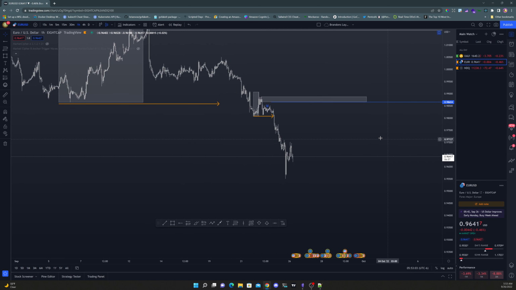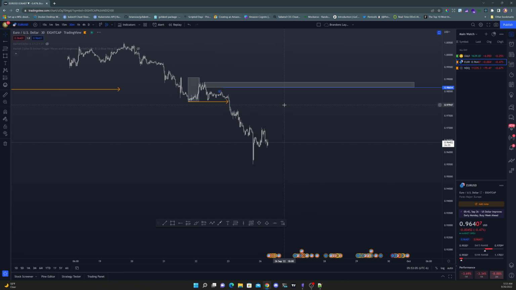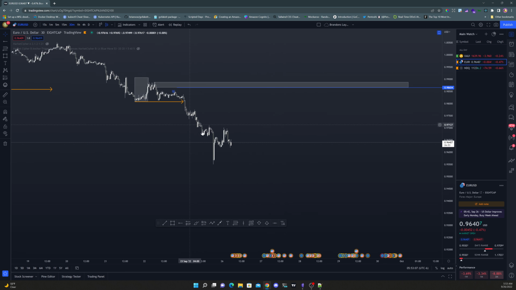So, as far as I'm concerned, we could potentially see it breaking back up, right? Because this is what I'm kind of looking at here. I see this break.